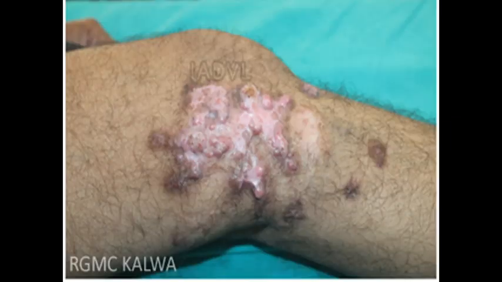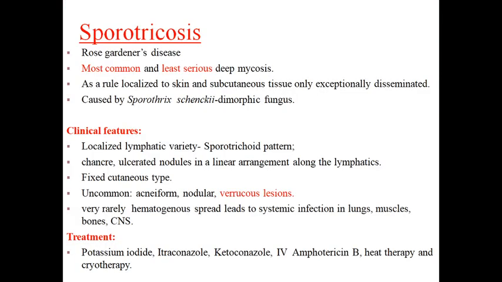This is another patient of chromoblastomycosis. The lesion in the knee on the medial aspect, the papillonodular lesions with scar formation. So this was all about chromoblastomycosis.